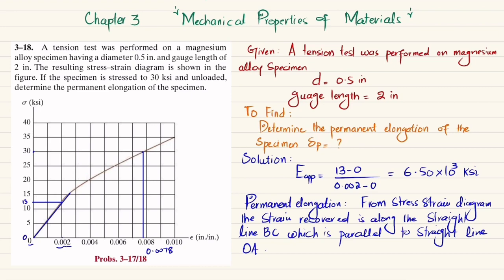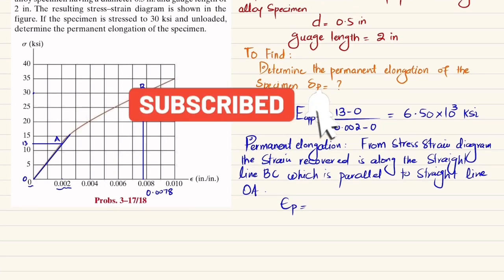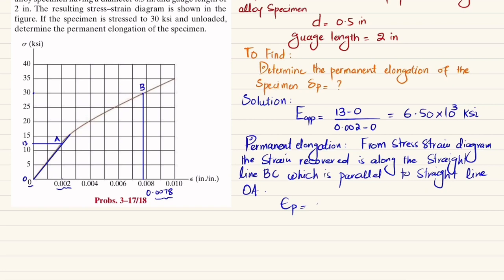We can find this permanent strain. How will you find this? Let this be point O, this is A, and this is B. Clear? So the permanent deformation will be equal to, you can see at point B we have the total strain, which is 0.0078. Again, when you release this load of 30 KSI, it will not come back to the original position, but it will have a certain strain. So how will we find that strain? That can be obtained by using the load 30 KSI.